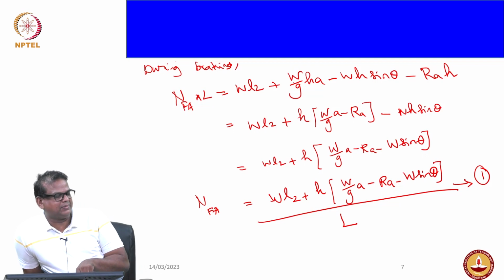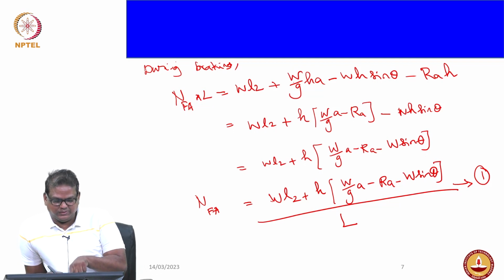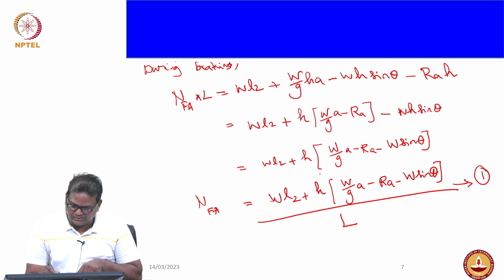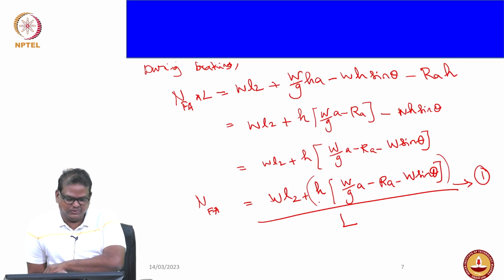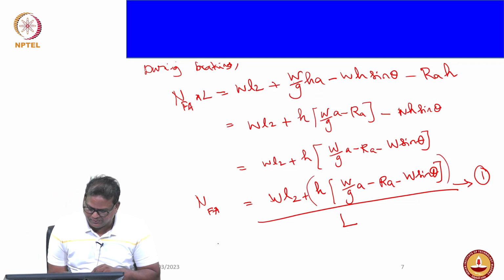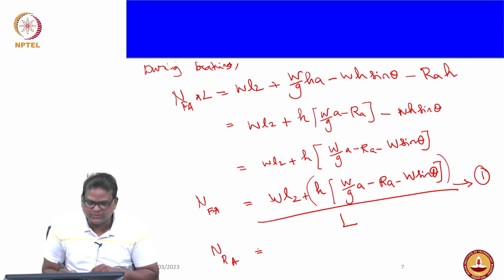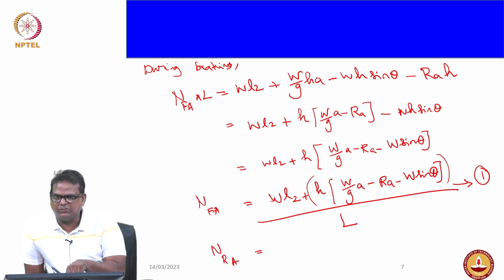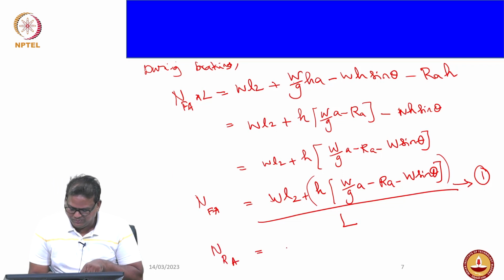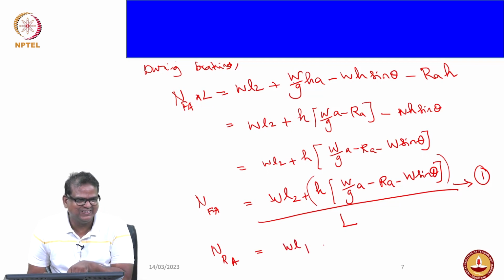So this is the front axle, and clearly you know that for the front axle this term is an added weight, right. Similarly, for the rear axle, my reaction force NRA, what do you expect? Instead of WL2 you will have WL1, plus or minus, it should be minus, then the same term will follow, okay.